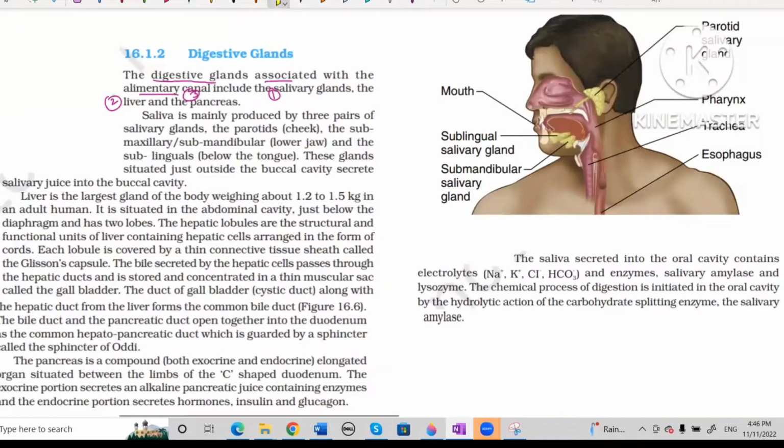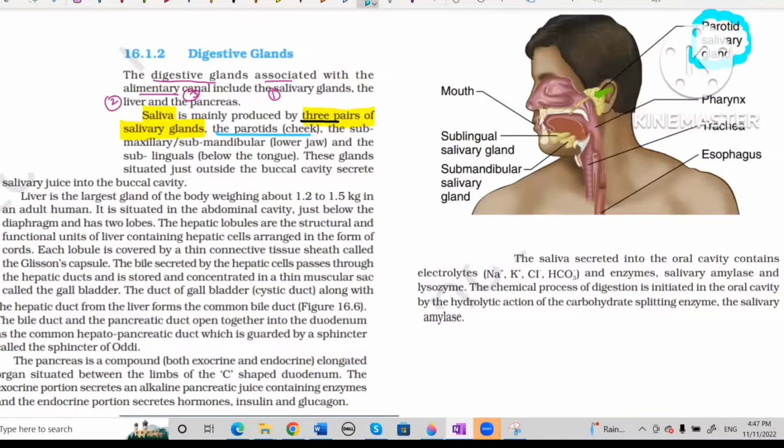Now see, first we will focus on the salivary gland. Saliva is the one which is produced by three pairs of salivary gland. There are three pairs of salivary gland, but please focus, three pairs. Now, what are the three pairs? You see here, I'll highlight it. One is parotid gland. See the diagram. Parotid gland is present near the ear, near the cheek side. In the theory, we will label it also.